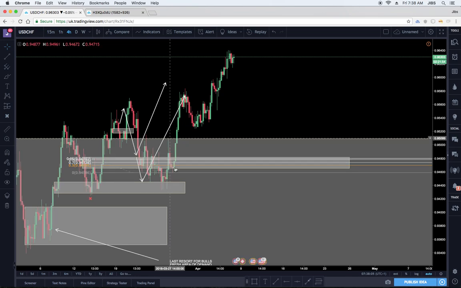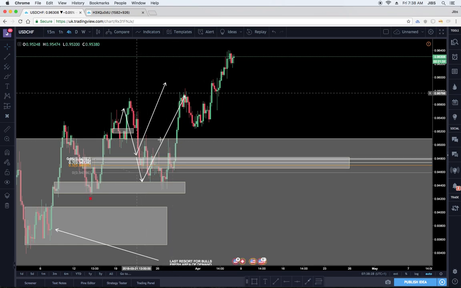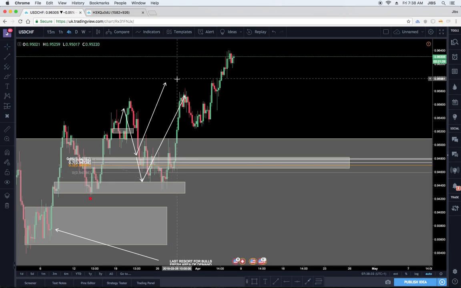And then it reverses into this order block here, and then you get this beautiful expansion. Beautiful. This would be one of the best trades to take. Literally just into the order block here, and then target the liquidity above. Free money. Just free money. Even though it's targeting the intermediate highs here on the order block, it's still free money. Look at the expansion. Clean.